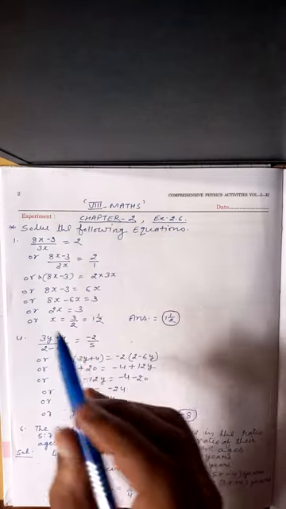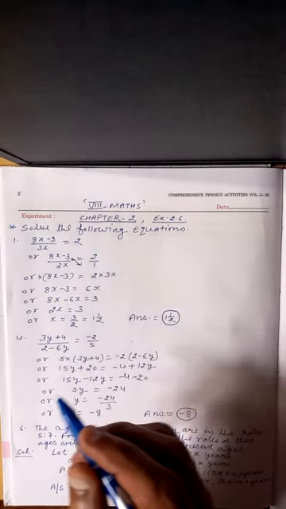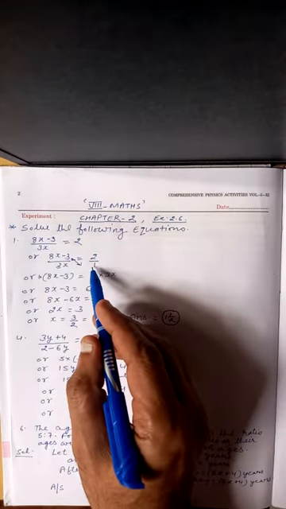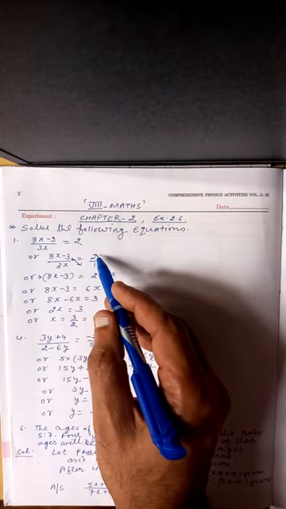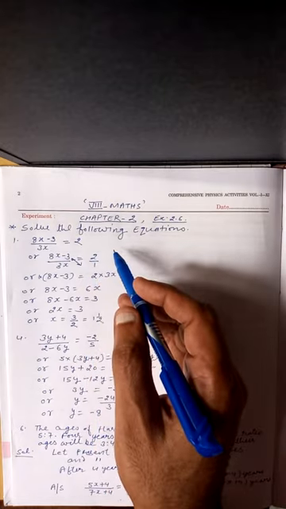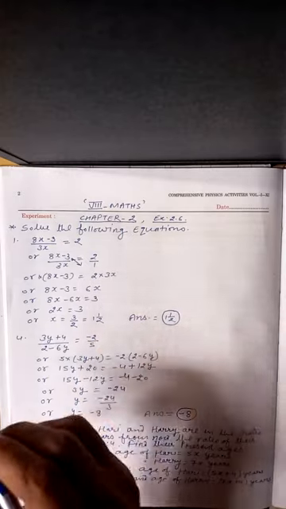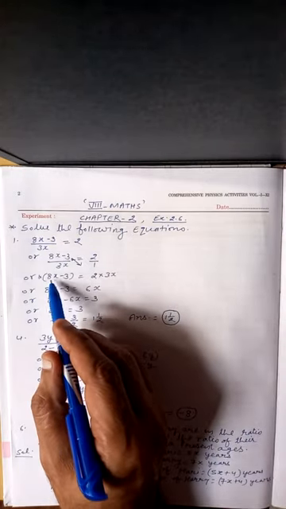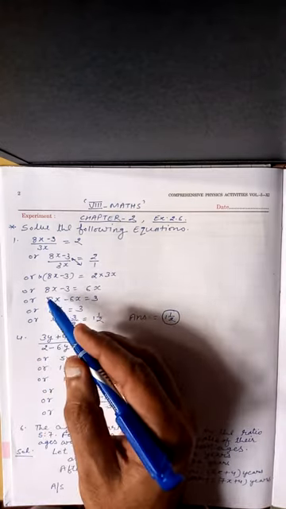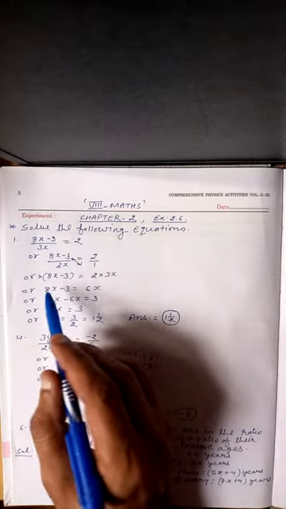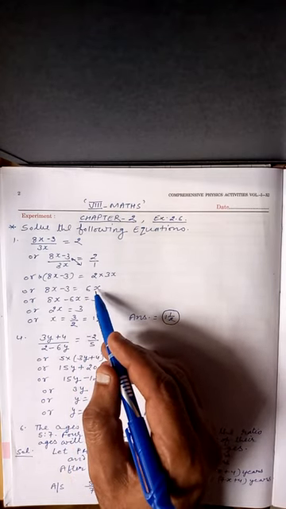Now we will cross multiply the numerator of the left hand side by the denominator of the right hand side, and the numerator of the right hand side by the denominator of the left hand side. By multiplying 8x minus 3 by 1 we get 1 into 8x, 1 minus 3 is minus 3, is equal to 2 into 3x is equal to 6x.